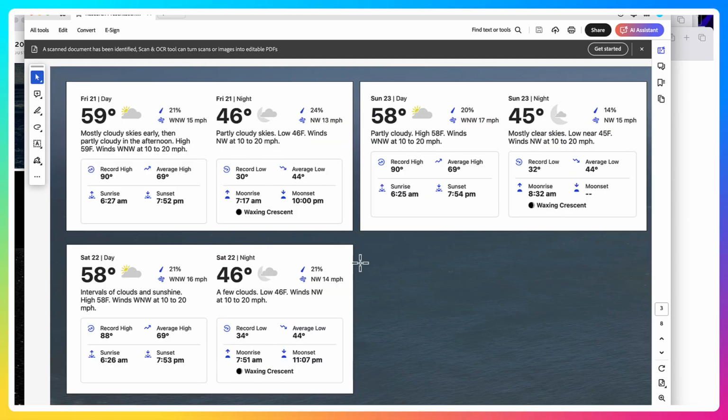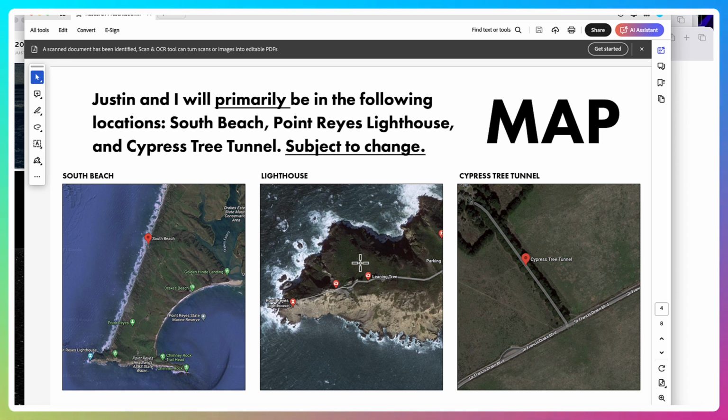Okay, so just more weather conditions here. You'll also want to be familiar with the locations and know where you're going, have a sense of the location, that sort of thing. So looking at maps, getting familiar with the roads, that sort of thing.